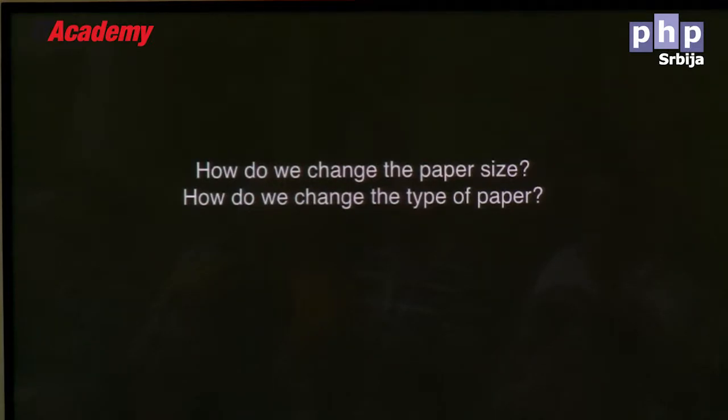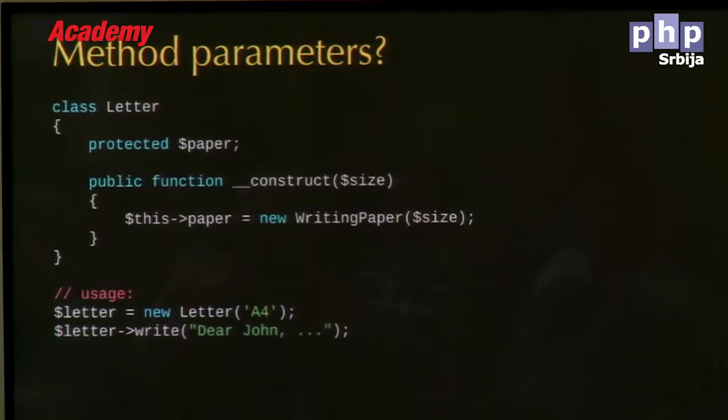So let's start with the most obvious way that you would do it. The way I would approach this initially is I will invent a parameter on my constructor, $size. So now, class letter takes the size, it is passed through to the writing paper, and when I instantiate my letter, I can pass through that I want A4 paper. Yay, we have solved the client's problem.